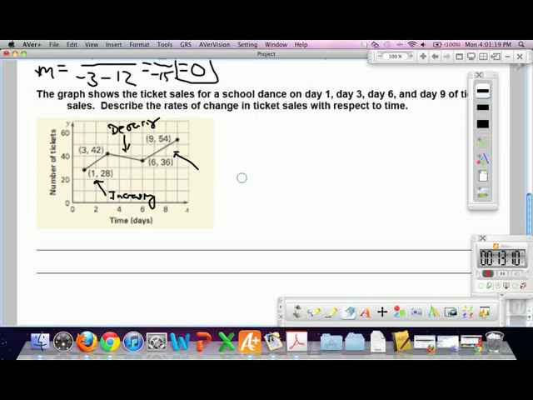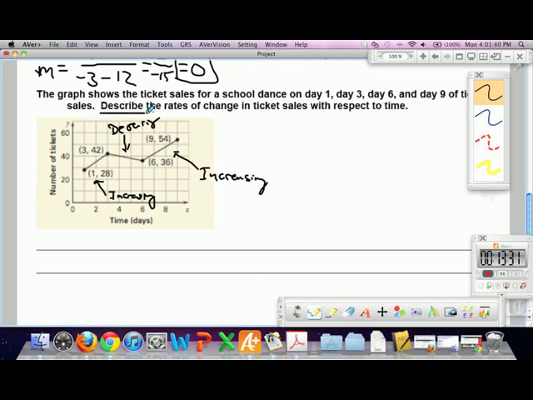Kind of more and more numerically, getting actual numbers for this, we calculate the slopes of each of these segments. We could say that, we don't even really need that. We'll just use words to describe the rates of change between the slopes of these.